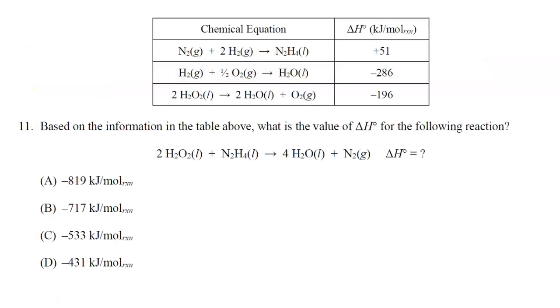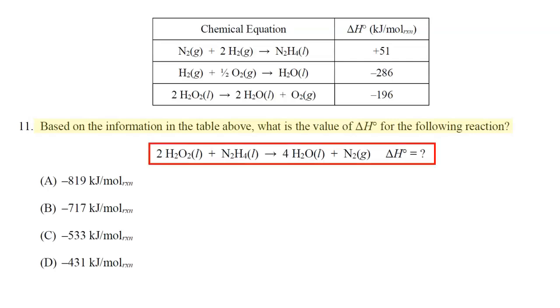Now let's take a look at question 11. In question 11, we are given a data table with 3 different chemical equations, and for each equation there is a value of delta H listed. Question 11 says, based on the information in the table above, what is the value of delta H for the following reaction? So we have a reaction in which 2 moles of H2O2 react with 1 mole of N2H4 to produce 4 moles of H2O plus 1 mole of N2.